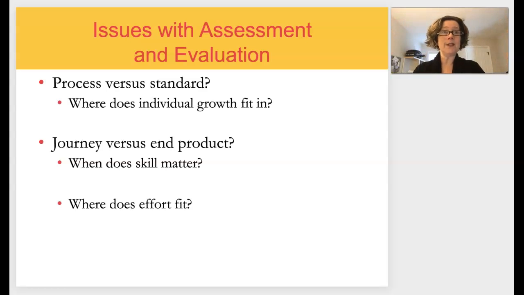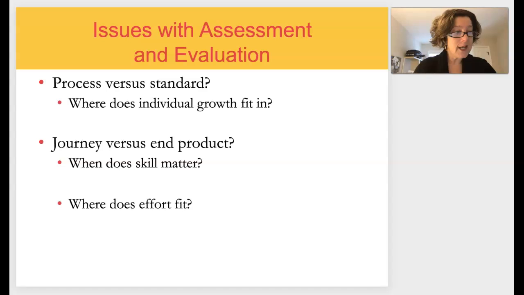Maybe you say, absolutely yes. The way that I created it, absolutely yes. But I think you have to evaluate whether that end product is important, or is it the journey that's important? Okay, let's talk about when does skill matter? When do they actually have to be able to do the thing that we're asking them to do? Is it in elementary? Is it in high school?